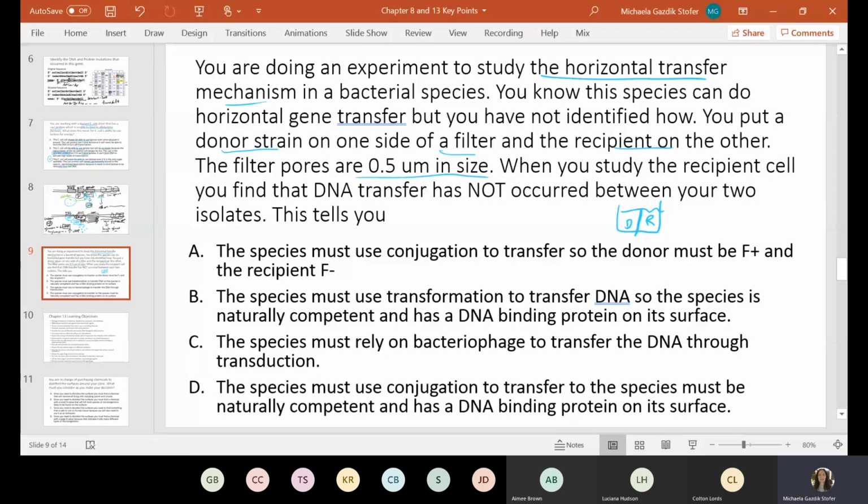When we look at this, we're saying DNA transfer has not actually happened. So read through A, B, C, and D and decide what you think the answer to the question is. Go ahead, put it in the chat.